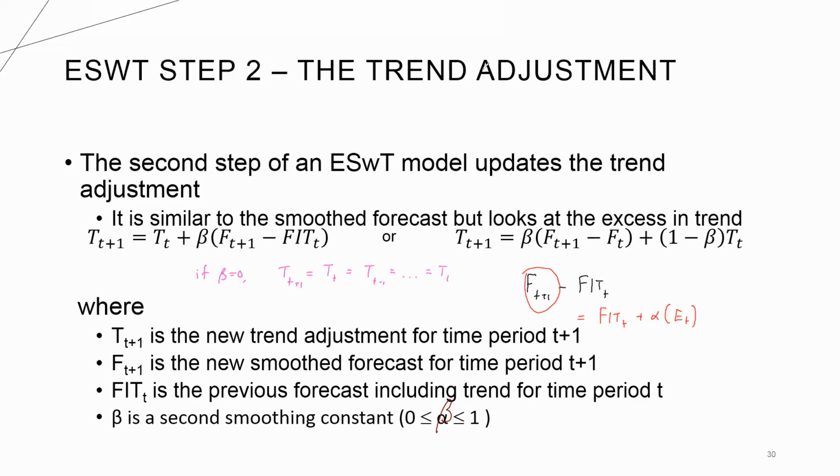So if we do that, and then minus the fit(t), what do I get? These cancel out, don't they? I just get alpha times the error. And that's what is in the brackets. So they write the formula this way, but honestly, the way I always think about it is that the new trend is equal to the old trend plus beta times alpha times the error.